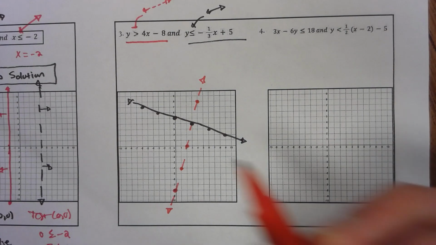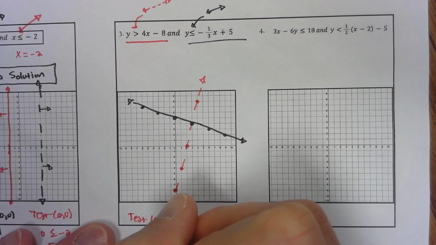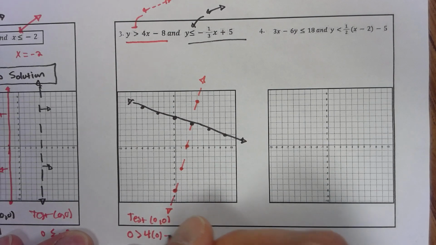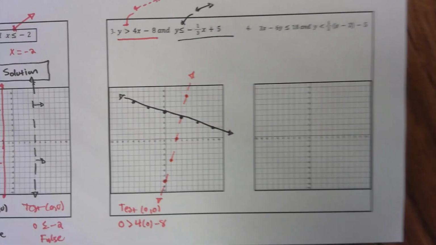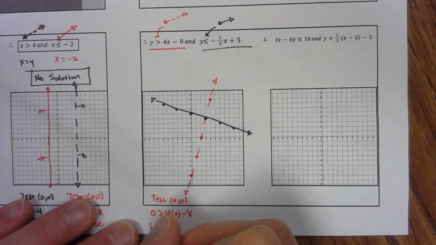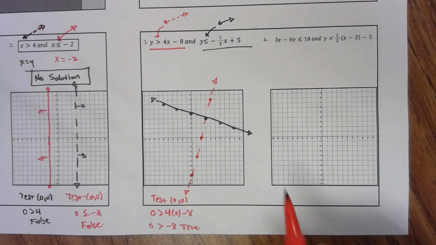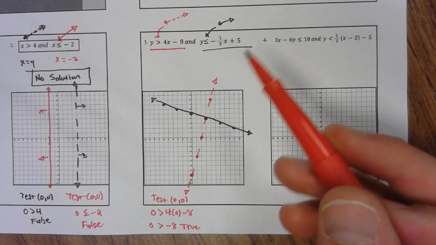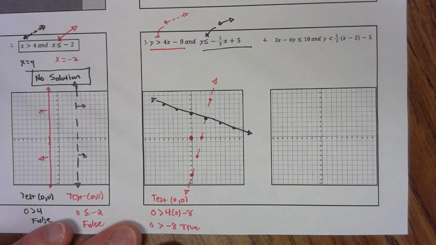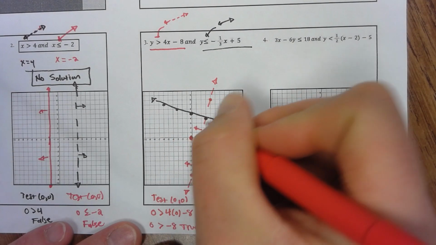So I'm going to start with the left inequality and test 0, 0. I get, is 0 greater than 4 times 0 minus 8? 4 times 0 is 0, so this is 0 is greater than negative 8. And that's true. So in relation to this red line, we want to shade the side of the red line that has 0, 0, which is the side to the left or kind of above that line.